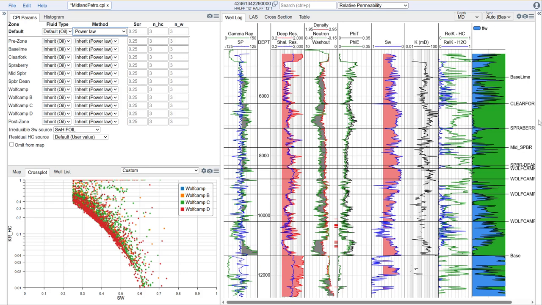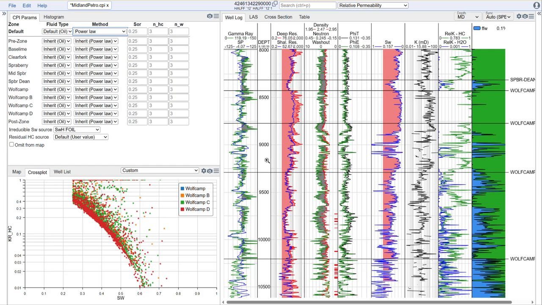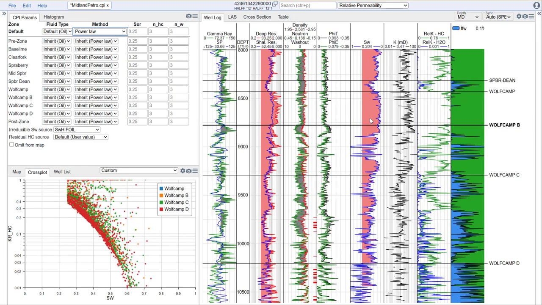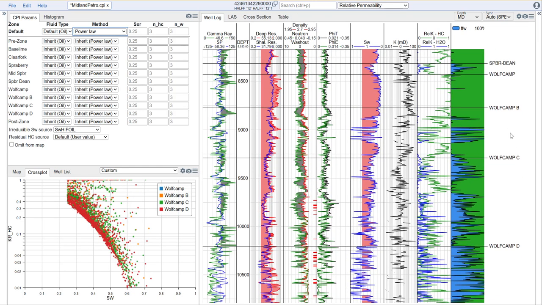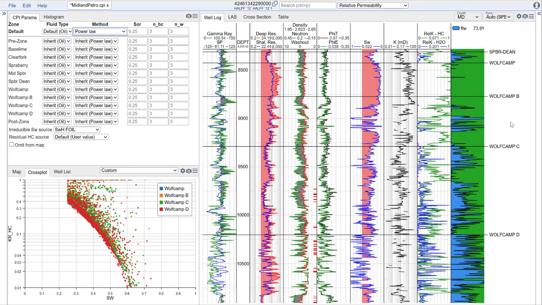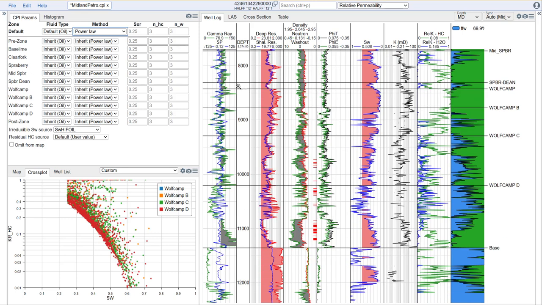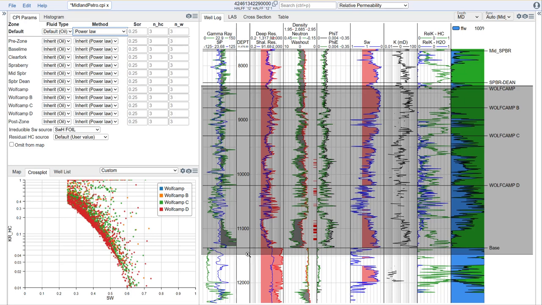But let's talk about the interpretation and what you can get out of this. So right now I've got my cross plot down to the Wolfcamp, and I'm going to zoom in here to the Wolfcamp zone so we can take a look at those. And let's talk about what these results mean in here.